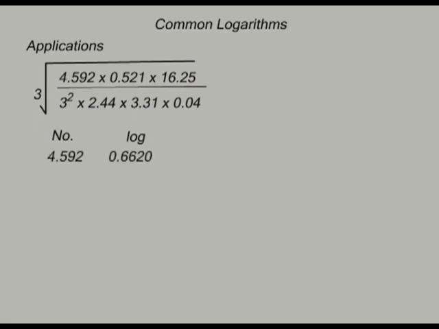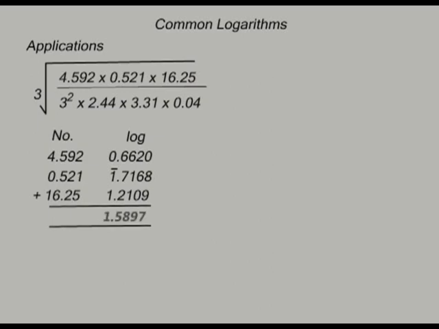4.592, the logarithm is 0.6620. 0.521, the log is 1 bar 0.7168. 16.25 is 1.2109. We are multiplying the numbers, so we add their logs. That gives us 1.5897.